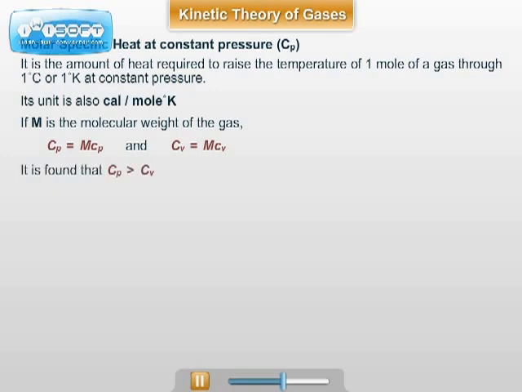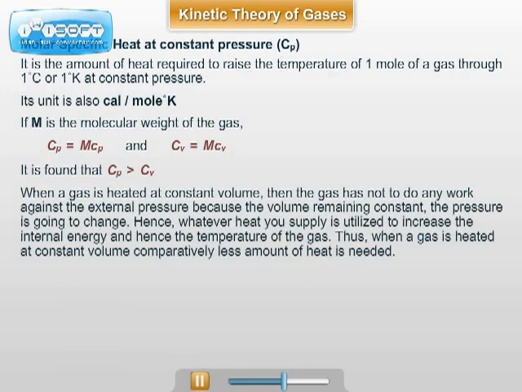It is found that specific heat at constant pressure, that is Cp, is always greater than Cv. Why? When a gas is heated at a constant volume, no heat is wasted in increasing its volume or to do external work. Hence, all the supplied heat is used to increase the temperature of the gas. Hence, less amount of heat is required for unit rise in temperature.